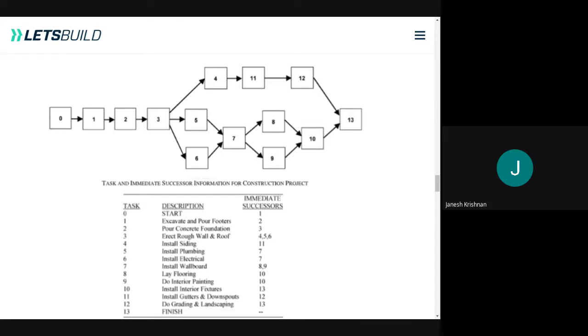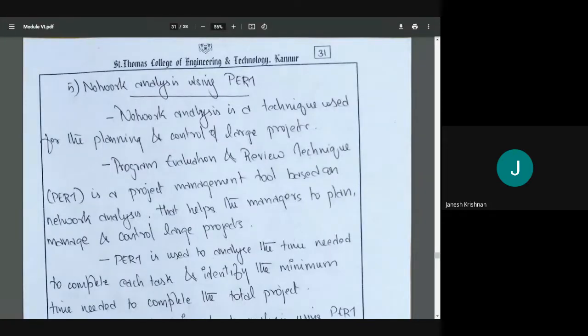This is a network. So for analyzing a particular network, we have two methods. One is PERT and the other one is CPM. PERT stands for Program Evaluation and Review Technique. PERT, Program Evaluation and Review Technique, is a project management tool based on network analysis that helps managers to plan, manage, and control large projects.